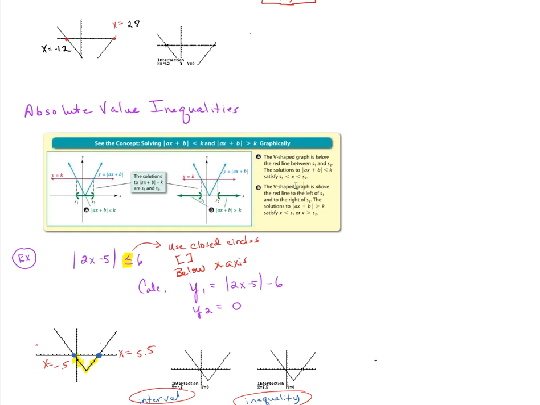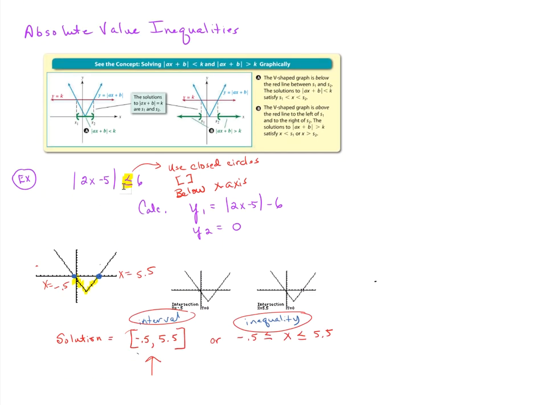Now, if we have absolute value inequalities, we're going to do very much the same thing. Let's look at this one. We have less than or equal to 6. We still want it to be less than or equal to 0. So if we move the 6 over, we've got absolute value of 2x minus 5 minus 6, and we've got a 0. So we're solving it as an equation first. So don't put in your inequality symbols, but you do need to know what those are telling you.